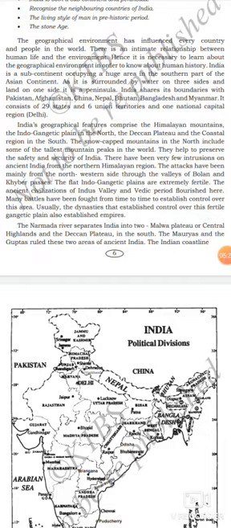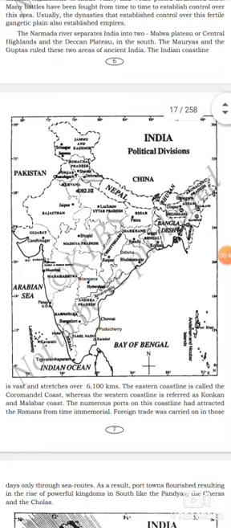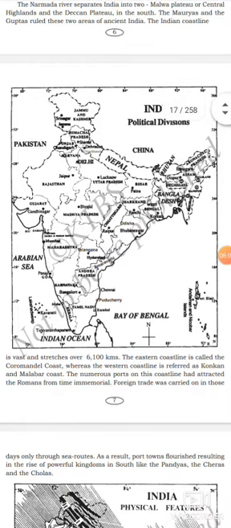The Indian coastline is vast and stretches over 6,100 kilometers. This is very important. Listen, India stretches over 6,100 kilometers of coastal line. Got it? India has totally how many kilometers of coastal line? 6,100 kilometers of coastal line. Got it? The eastern coastal line is called the Coromandel coast, whereas the western coastal line is referred to as the Konkan and Malabar coast. Got it?